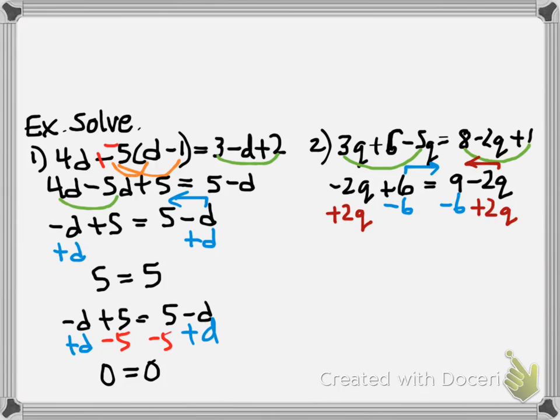And what I get is the 2 q's cancel. I get a 0 on this side. And on this side, the 2 q's cancel, but I have a 9 take away 6 is 3. So neither of these answers look the way that they should look, right? None of them say this is what x equals, this is what q equals, this is what d equals. So what we're left with is how to interpret the answer. So let's go back up and write our objective.